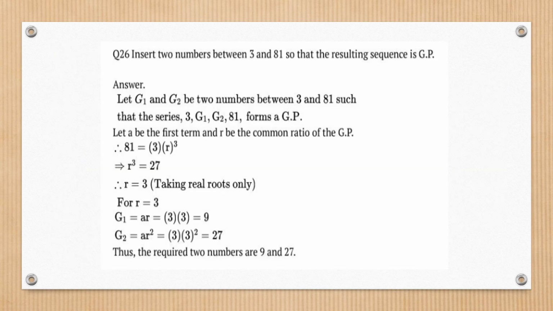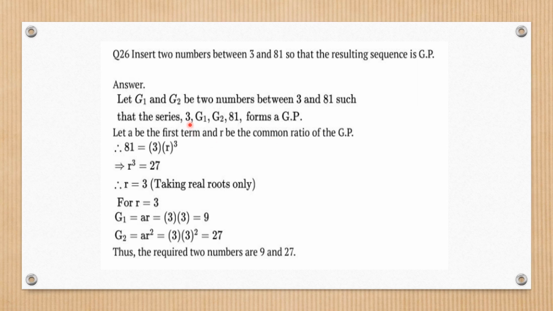Question number 26. It says that insert two numbers between 3 and 81 so that the resulting sequence is GP. Same as in AP, we inserted some numbers. Now here we have to frame a GP with two inserted numbers. So let G1, G2 be the two numbers inserted between 3 and 81. So the series 3, G1, G2 and 81 form a GP. Okay, those numbers are in between. Okay, that is the first term, R is the common ratio. Now see from here, first term is your 3.